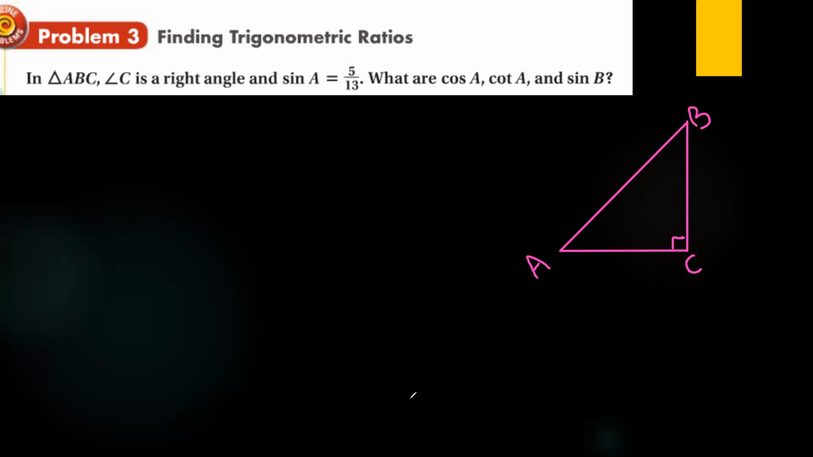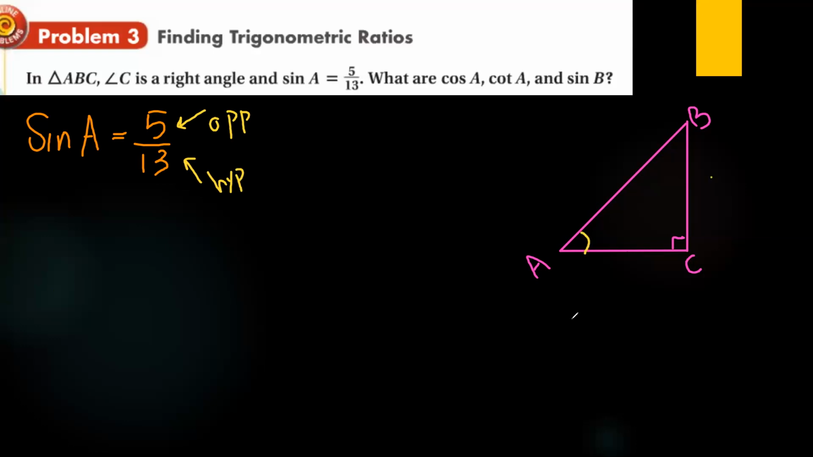And sine of A is 5 over 13. I need to find cosine of A, cotan of A, and sine of B. Sine of A is 5/13. So from here, I can find that this is an opposite and this is a hypotenuse. So where is angle A? This is my angle A. So for angle A, its opposite is 5 and the hypotenuse is 13.